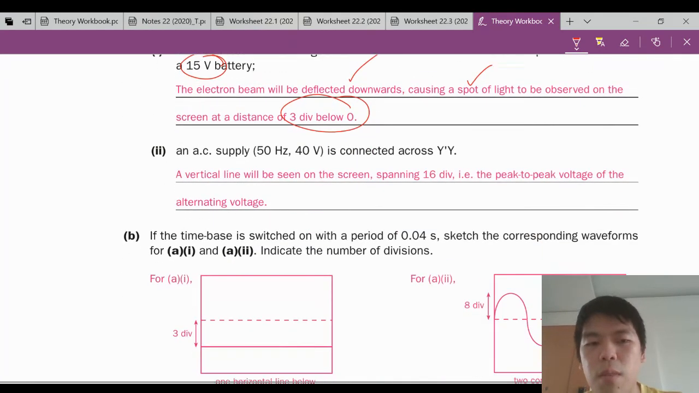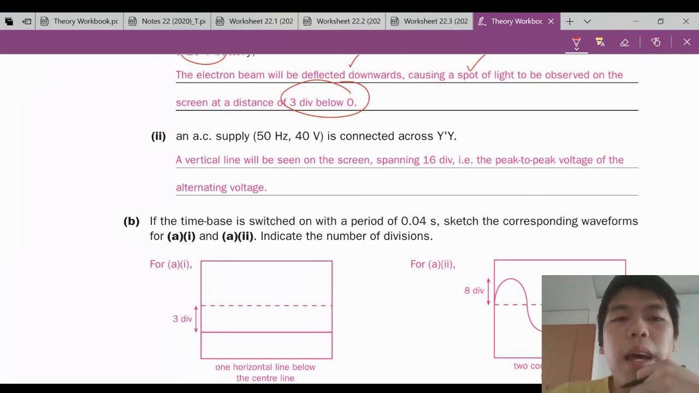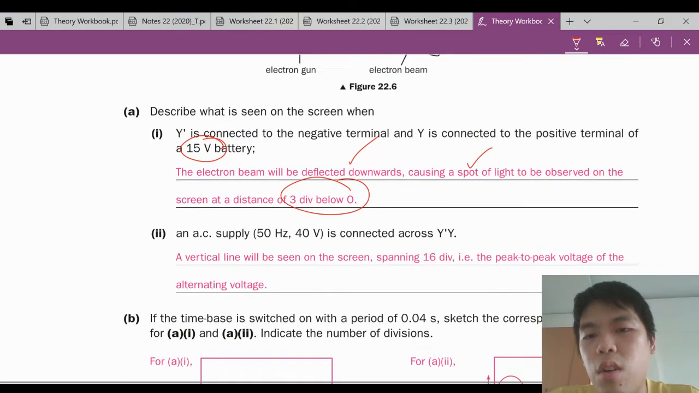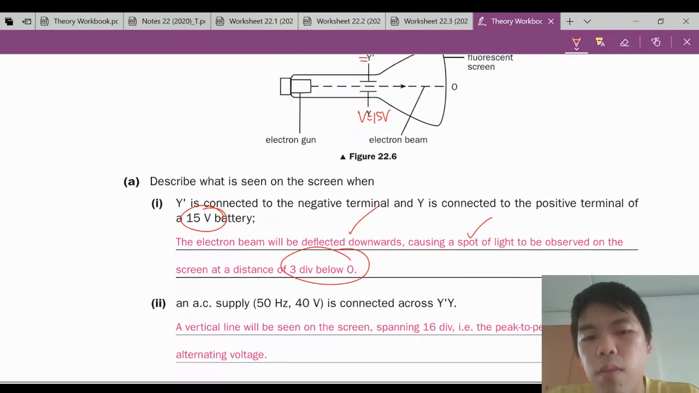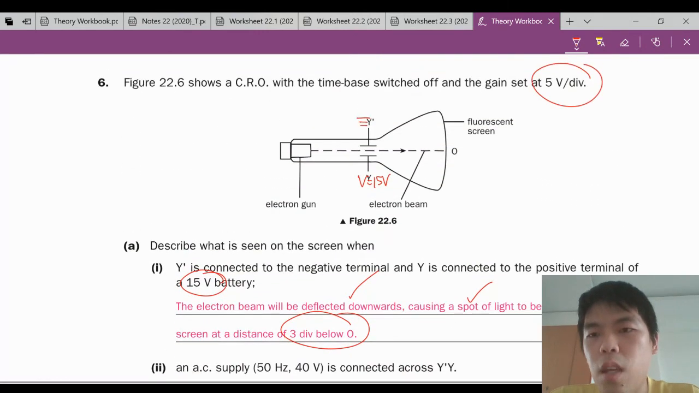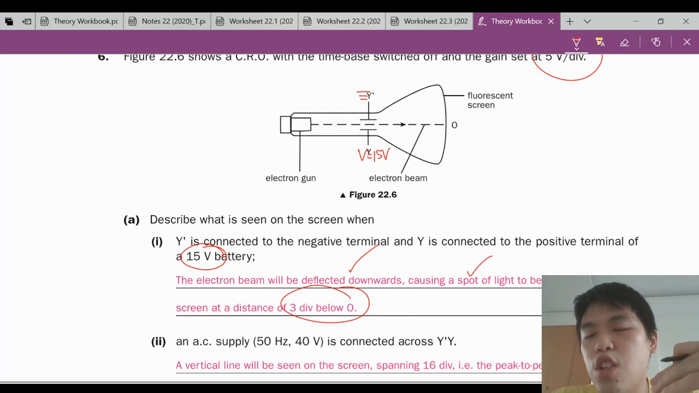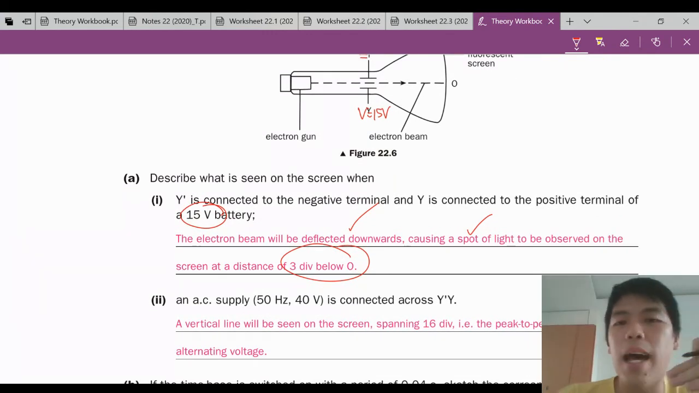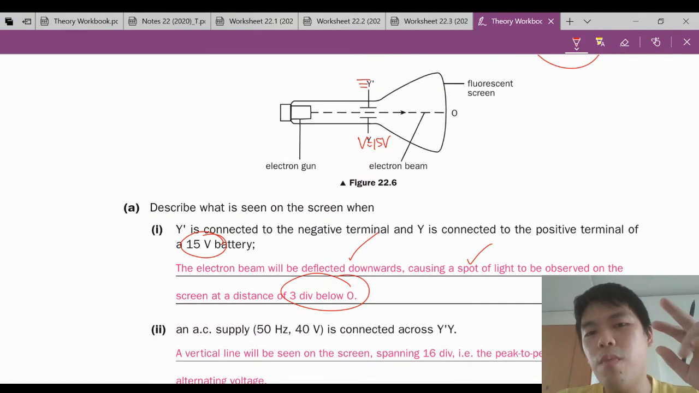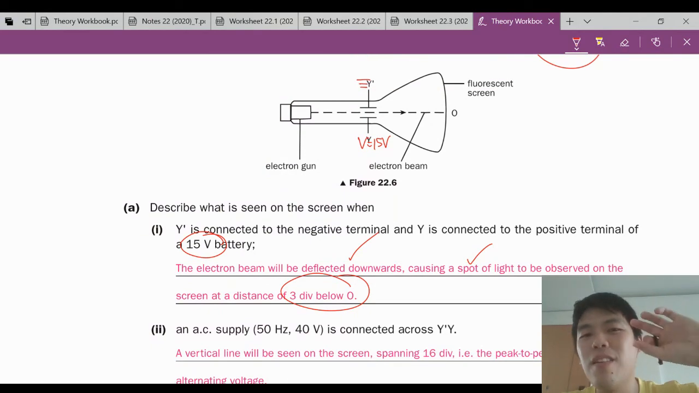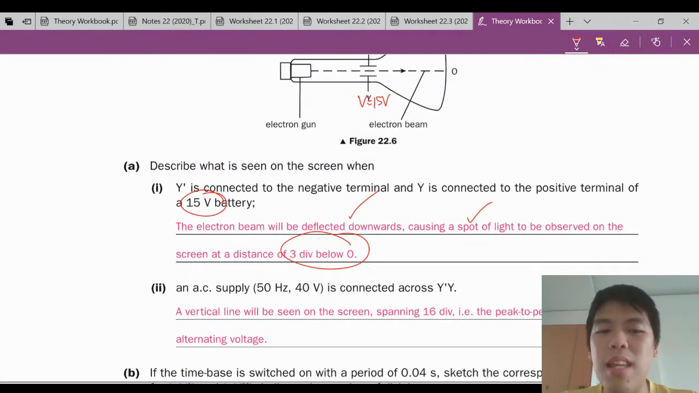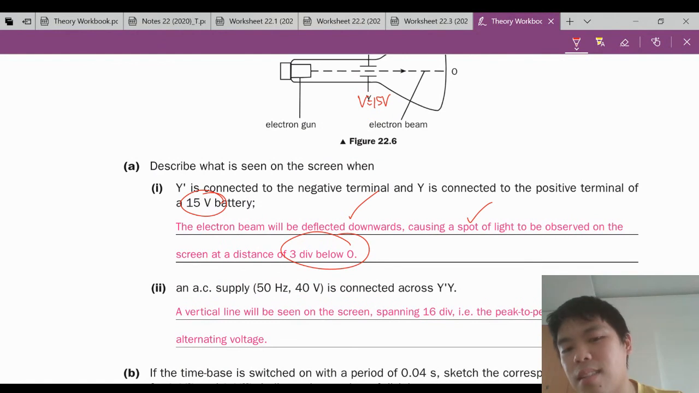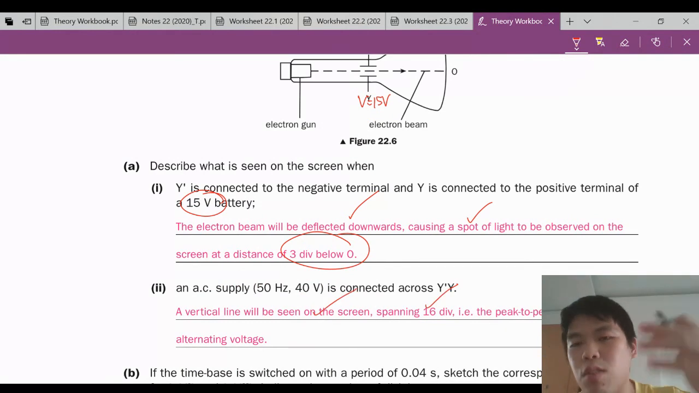Okay. Next point, an AC supply of 50 Hz and 40 volts is connected across Y. So now there is 40 volts. If there is 40 volts, it means that there will be 8 divisions. Okay, 8 divisions up or 8 divisions down. Since it's an AC supply, it means that the terminal will be changing positive and negative, top and bottom. So there will be a vertical line spanning 16 divisions from peak to peak. So 8 above positive, 8 negative.